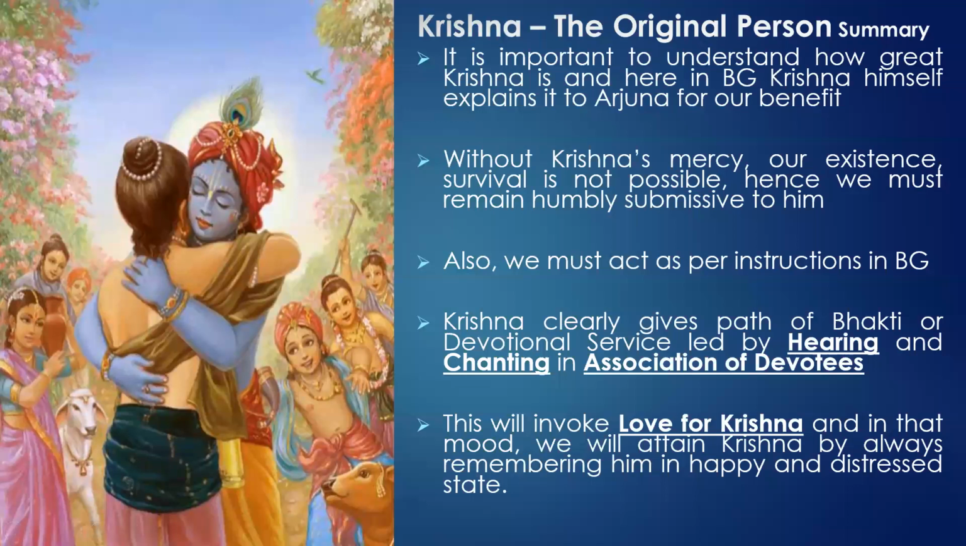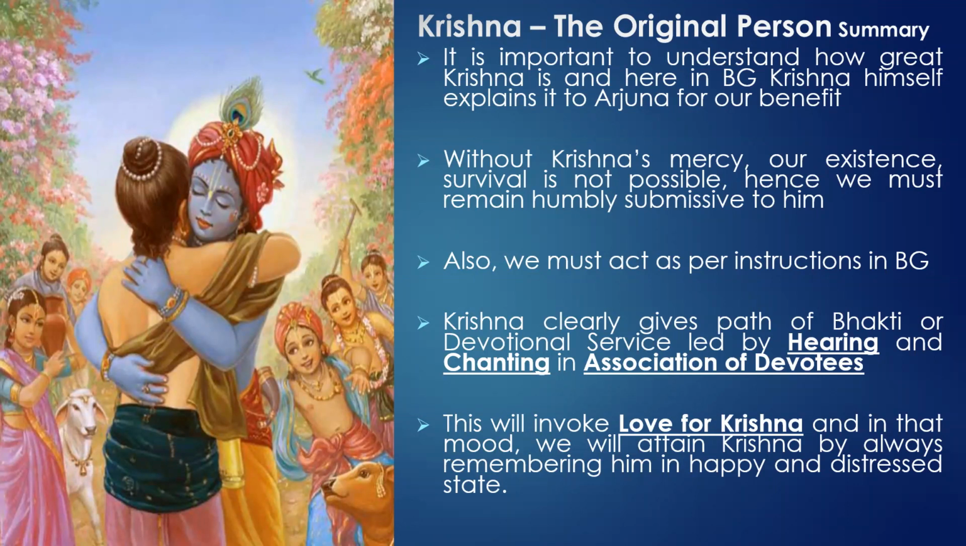And here in Bhagavad-gita, Krishna himself explains it to Arjuna for our benefit. Like in our example, we visited a car showroom, and there the salesman was explaining to us the features of that car. But here Krishna is doing that job all by himself. He is explaining to us all the features of himself, so that we can make Krishna the object that we wish to achieve and attain. And bhakti is the process to be followed to attain that object.